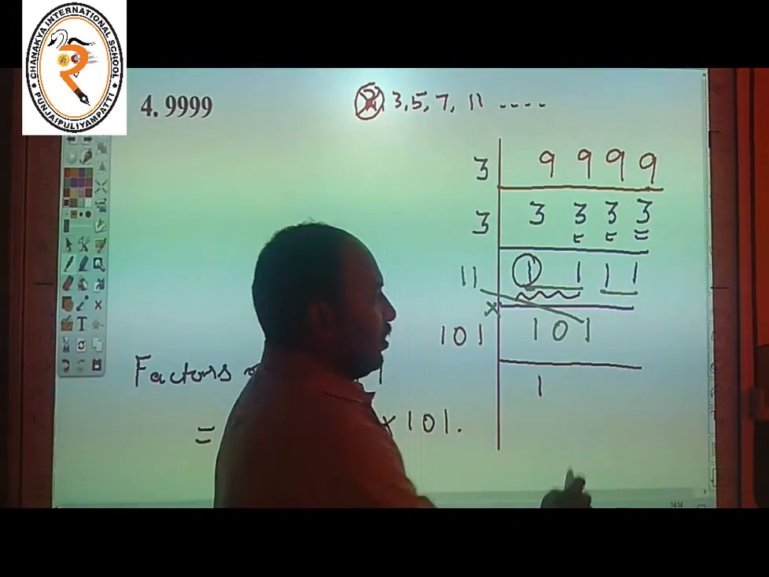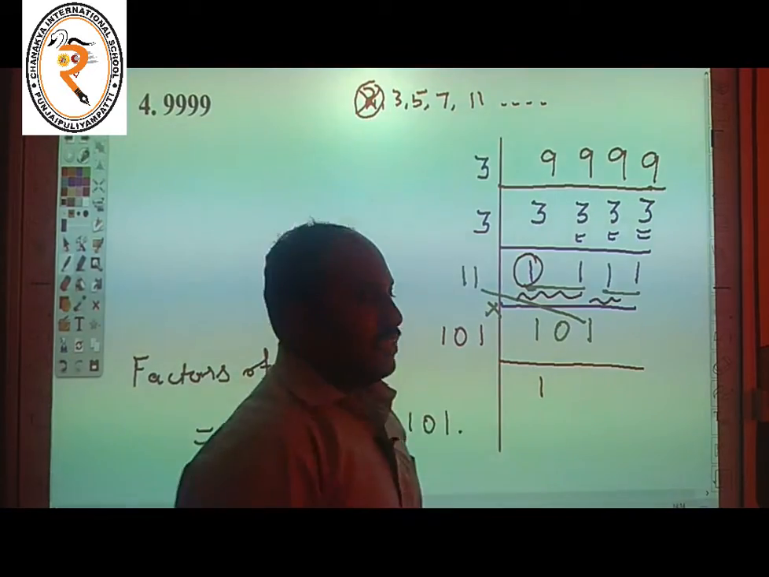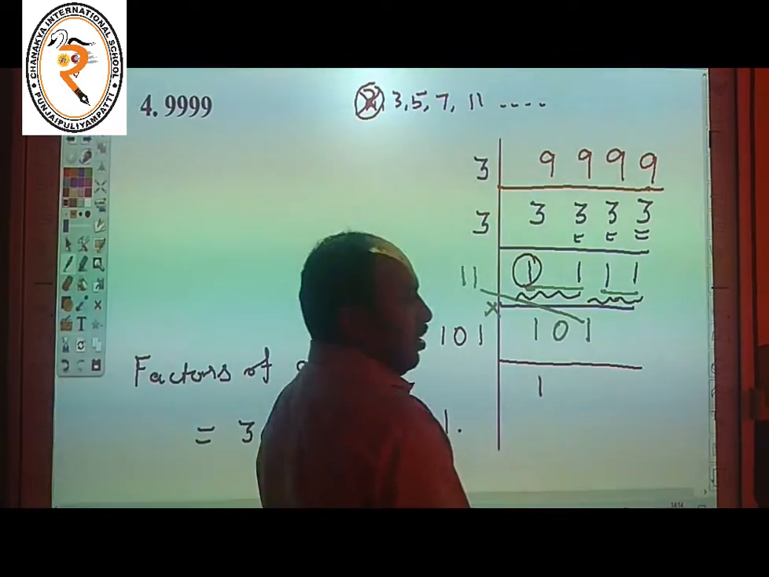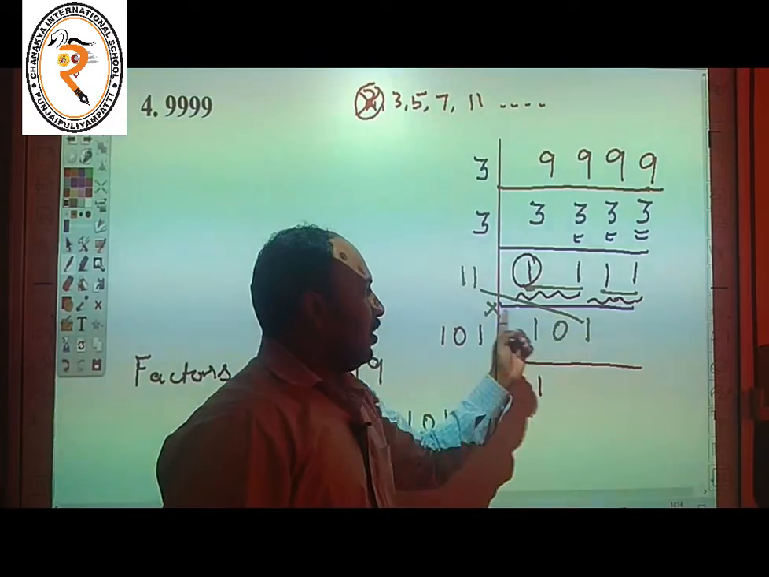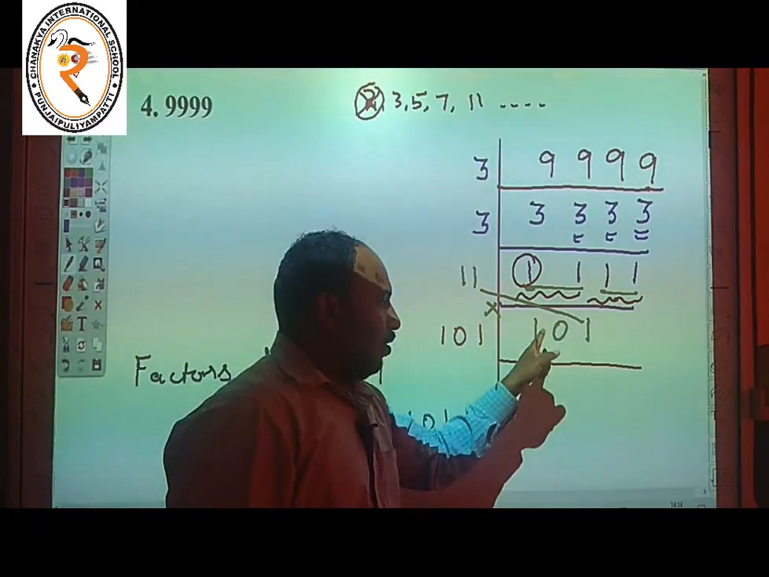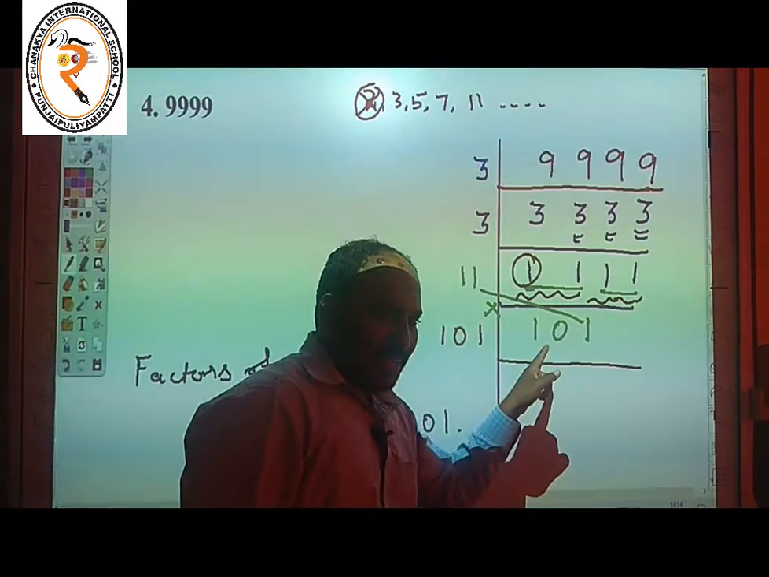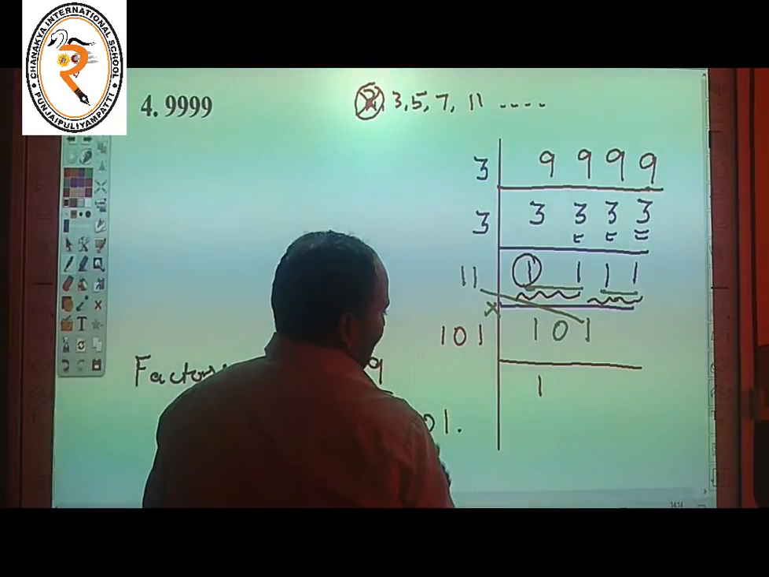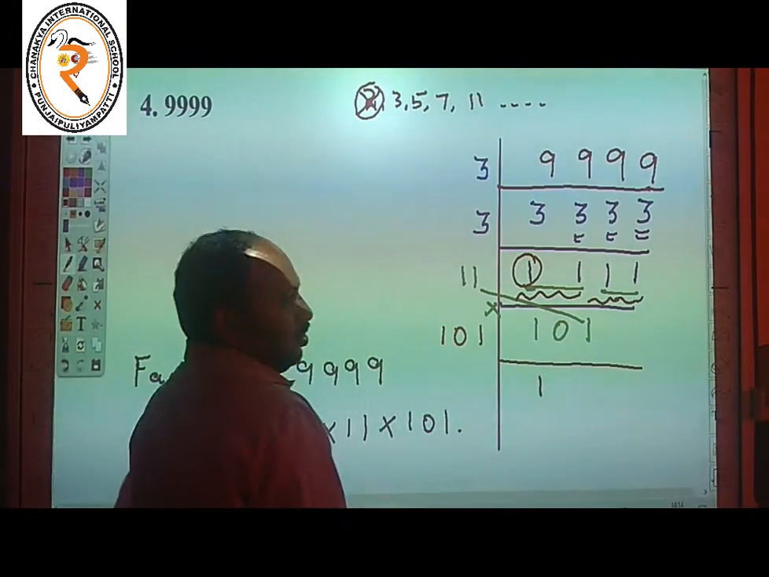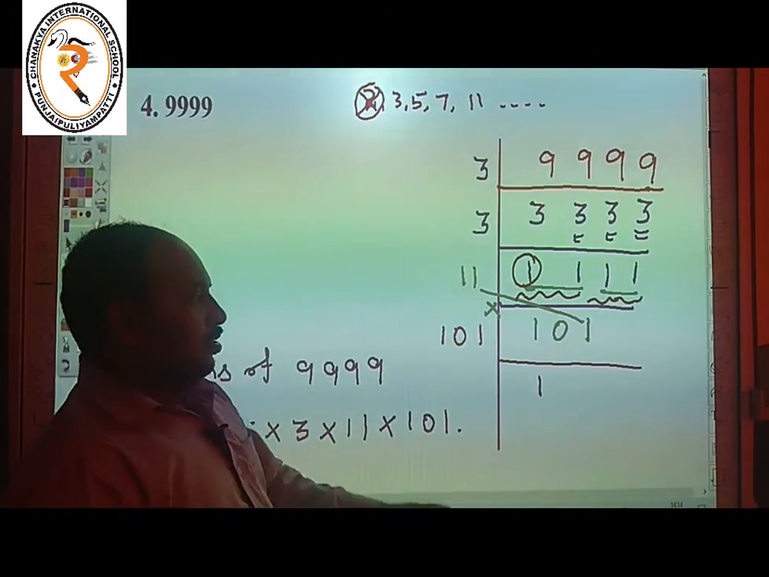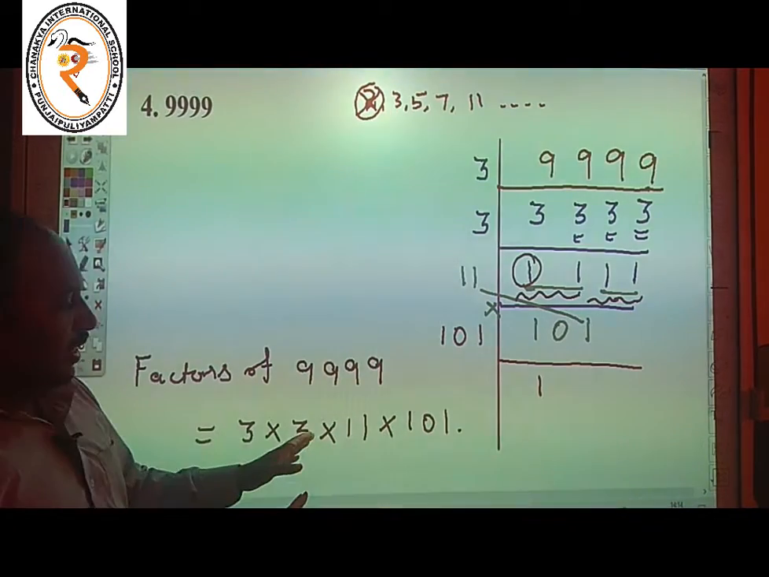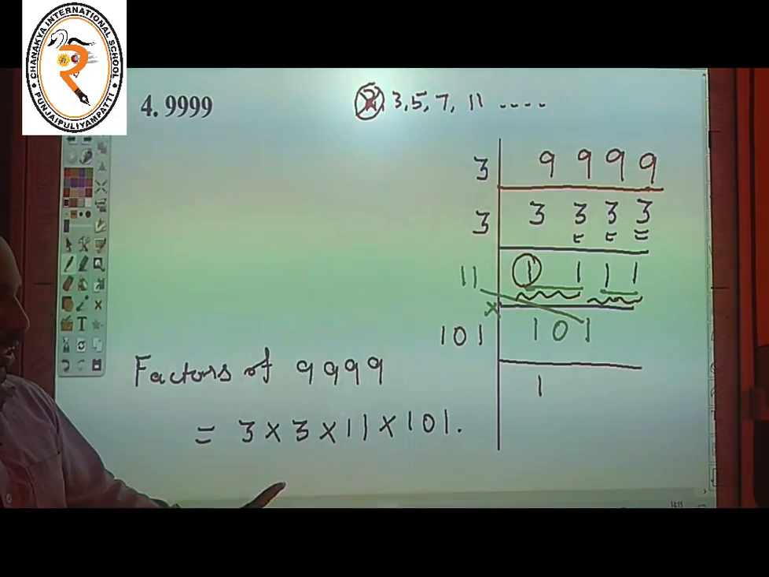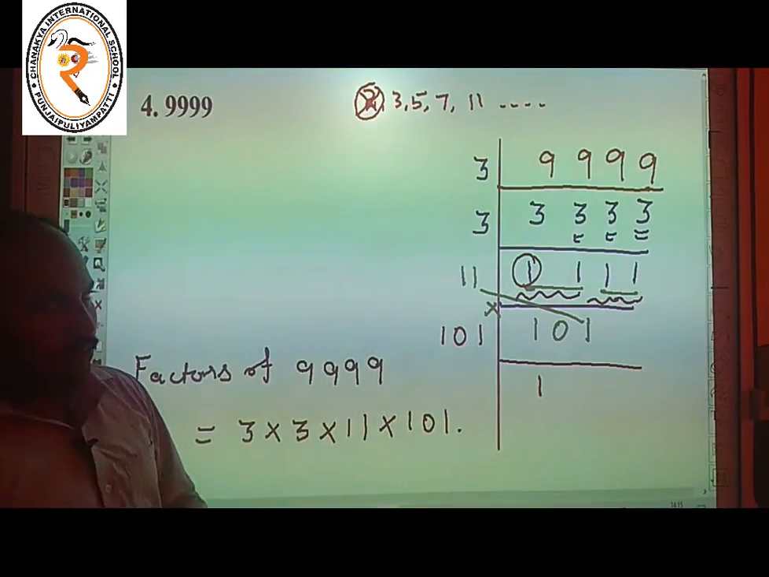Then next we go to the third digit. It's also a single digit, so we take 0 and then we add 1. That means 11. 1 into 11 is equal to 11. We have 101. 101 is a prime number, so it is divided by itself. 101 into 1 is equal to 101. Factors of 9,999 is equal to 3 into 3 into 11 into 101.